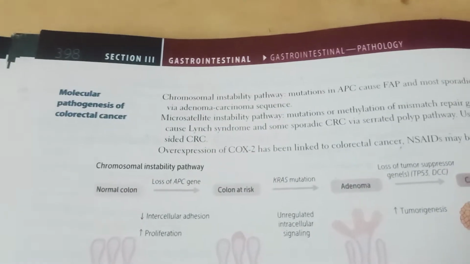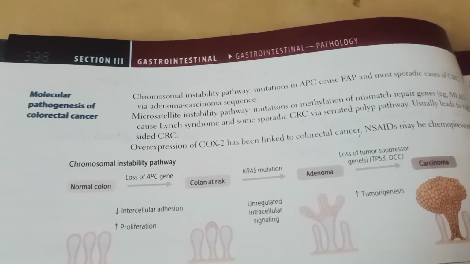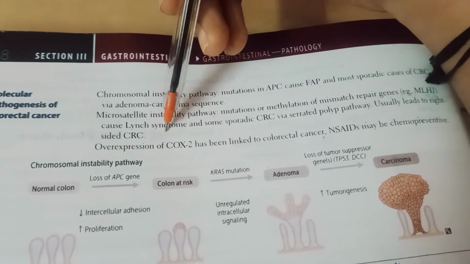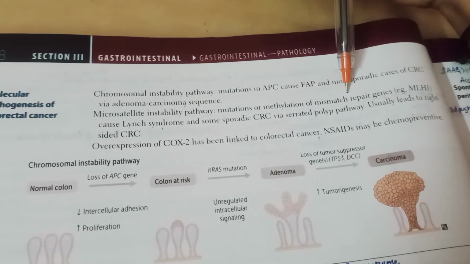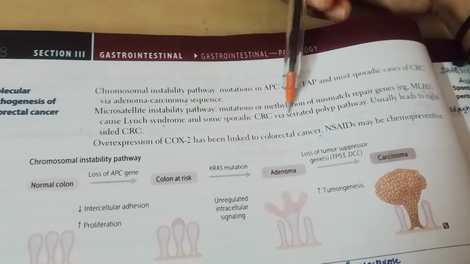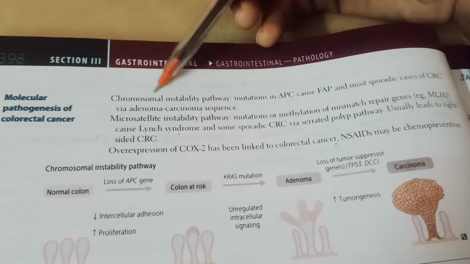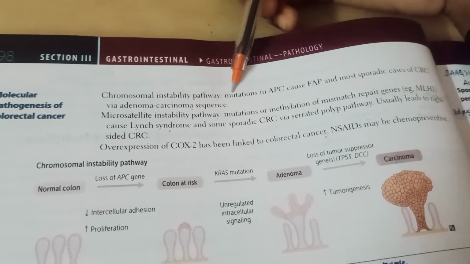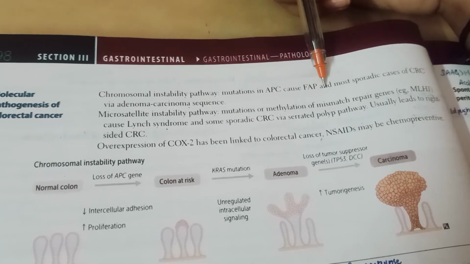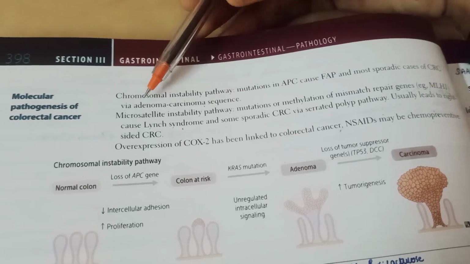Coming to the molecular pathogenesis of colorectal cancer: whenever you see right-sided, it is mostly related to the microsatellite instability pathway, which is also associated with Lynch syndrome, where there is methylation of mismatch repair genes like MLH1. It causes the serrated polyp pathway, leading to right-sided colorectal cancer. Whenever there is the chromosomal instability pathway, it involves the left side, most commonly APC, FAP. APC mutation causes familial adenomatous polyposis, and most sporadic cases of colorectal cancer occur via the adenoma-carcinoma sequence.